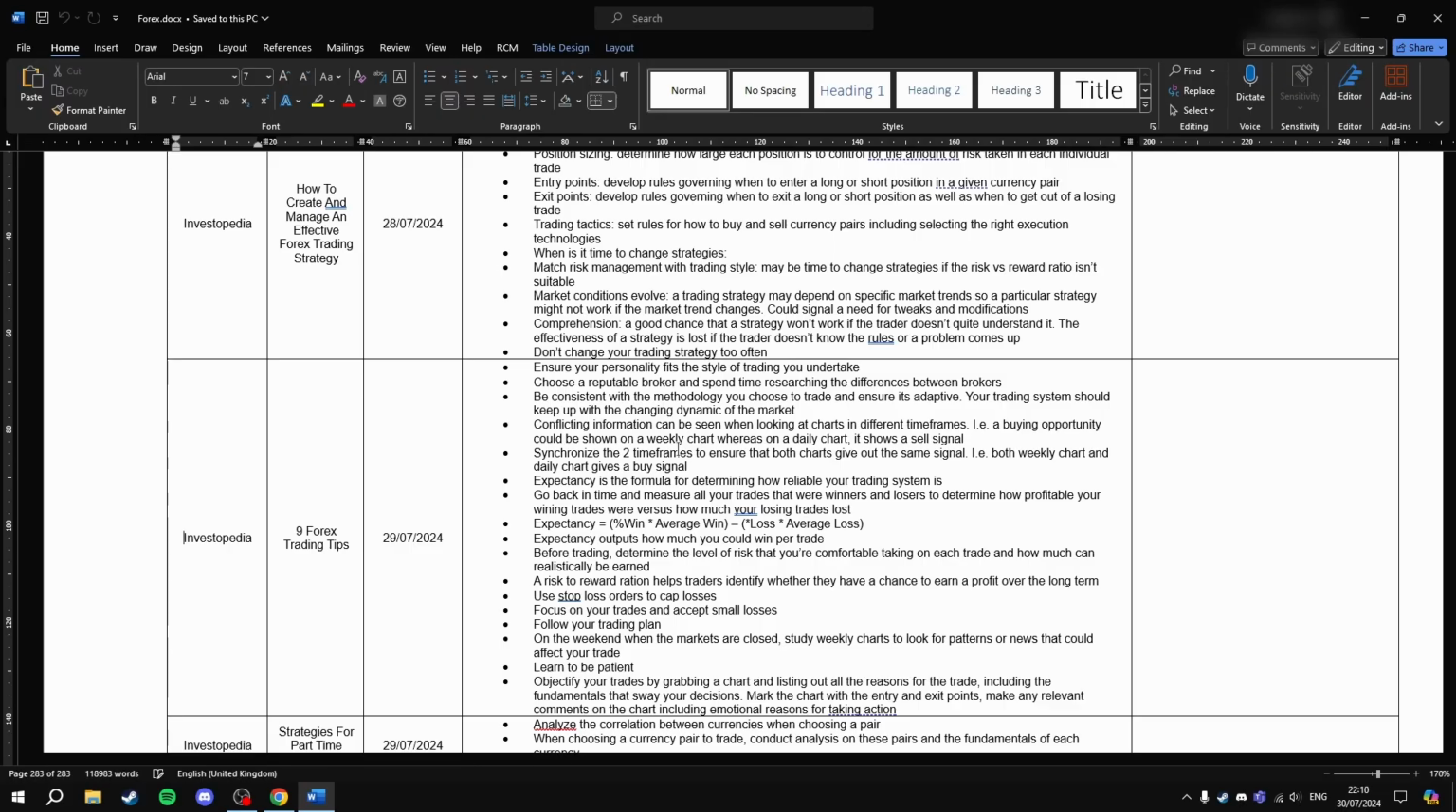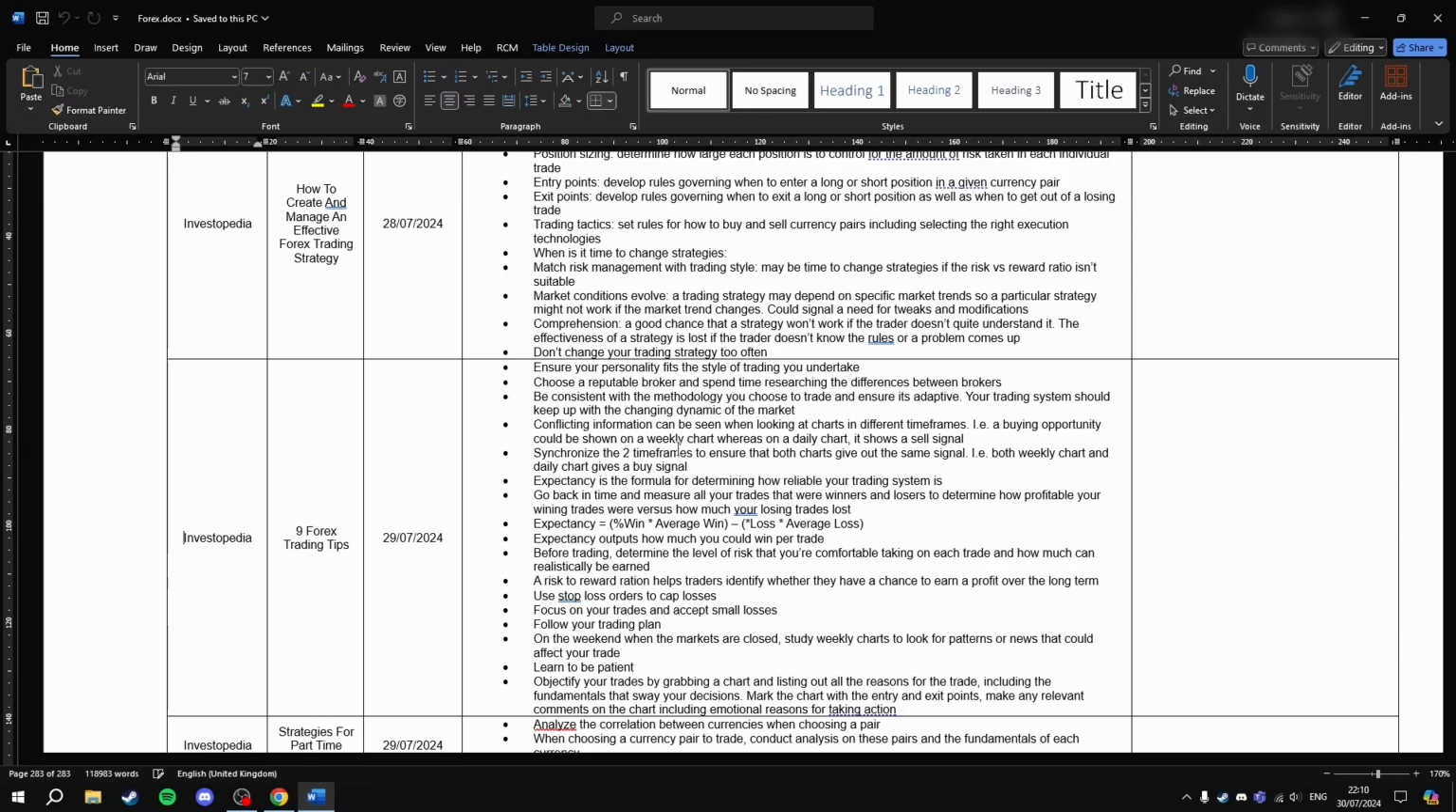Conflicting information can be seen when looking at charts in different time frames. For example, it could show a buying opportunity on a weekly chart, whereas on a daily chart it could show a sell signal. To fix this, synchronize the two time frames to ensure that both charts give out the same signal. So both the weekly and the daily chart give the buy signal.